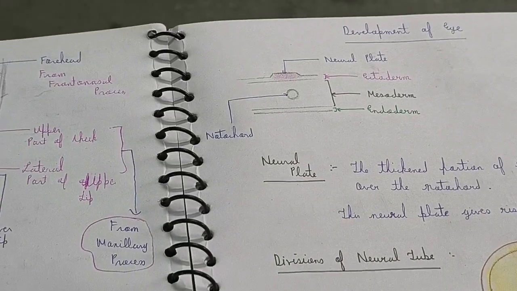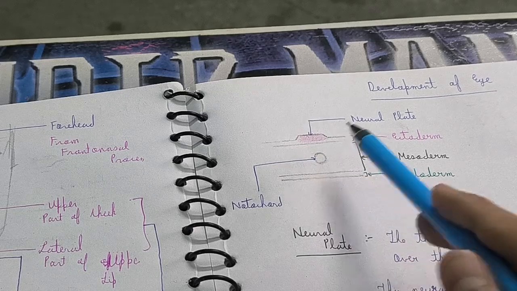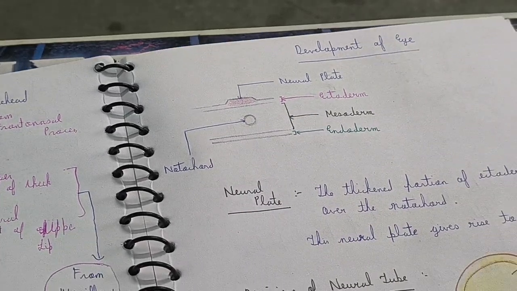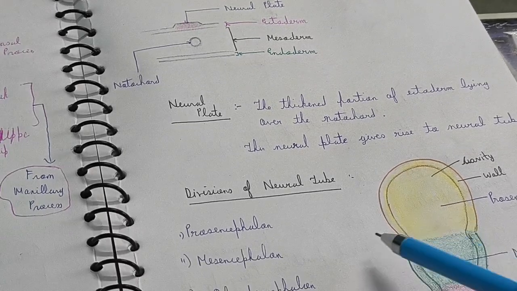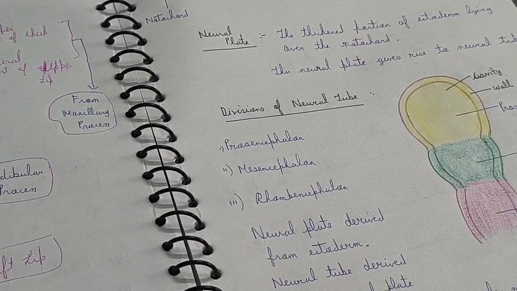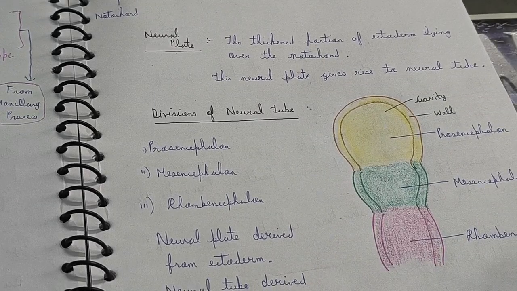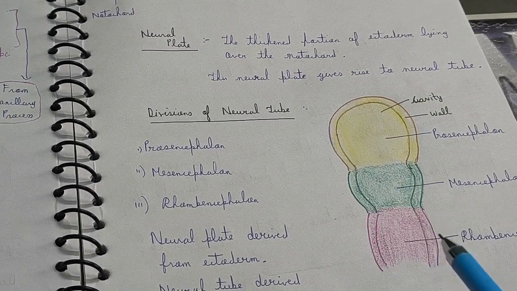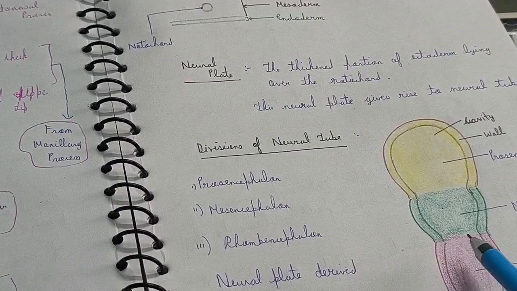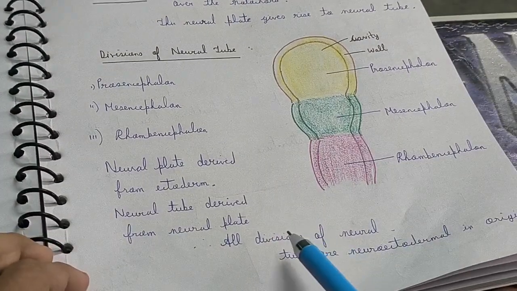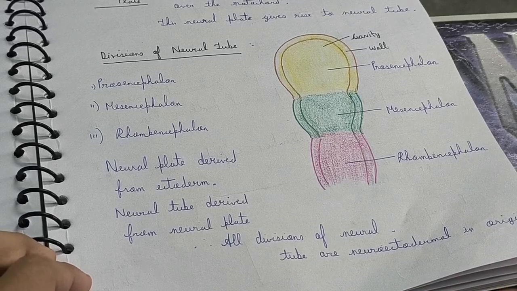Now, this neural plate is derived from ectoderm, and this neural tube is derived from neural plate. Therefore this prosencephalon, mesencephalon, rhombencephalon are derived from ectoderm as well as from the neural tube. So all the divisions of the neural tube are neuroectodermal in origin.